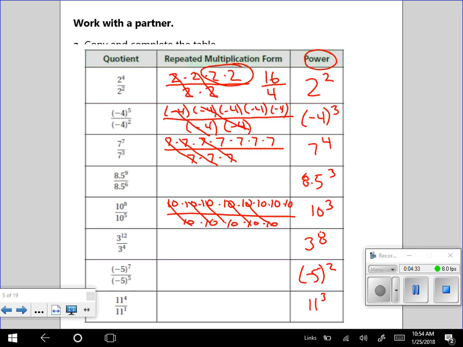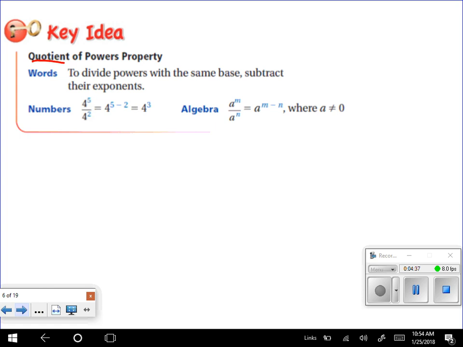We're subtracting our exponents. So here is your quotient of powers property. You can write this on your gold sheet. To divide powers with the same base, we subtract their exponents. That goes along with when you're multiplying powers with the same base, you add your exponents. It's the opposite. Just like multiplication and division are inverses, addition and subtraction are inverses. So there we go. 4 to the 5th divided by 4 to the 2nd is going to be 4 to the 3rd.